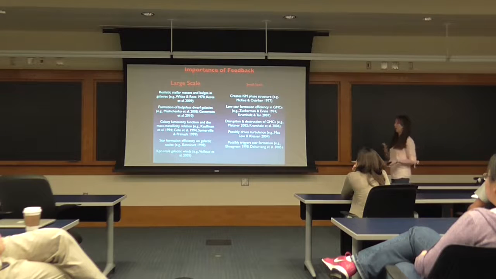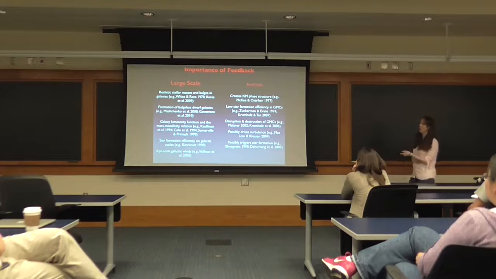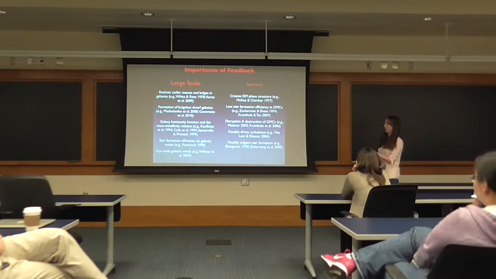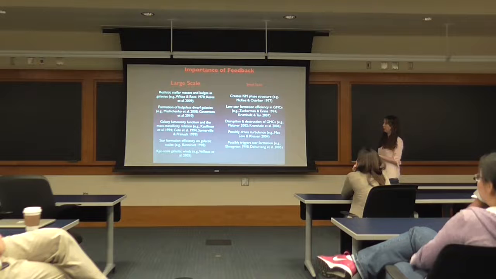I just highlighted some of the ways that I think feedback is important, some of the coolest ways, but there's other ways that maybe you find cool, so I just wanted to give a full list here. Other ways that I haven't highlighted are that it's important for the formation of bulgeless dwarf galaxies. Observationally, it's important to reproduce the galaxy luminosity function as well as the mass-metallicity relation.